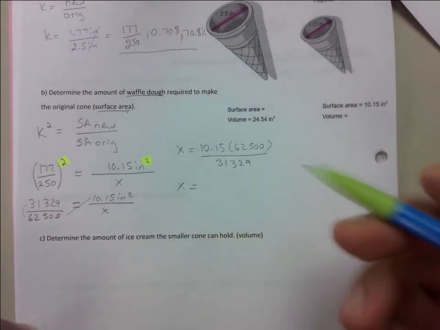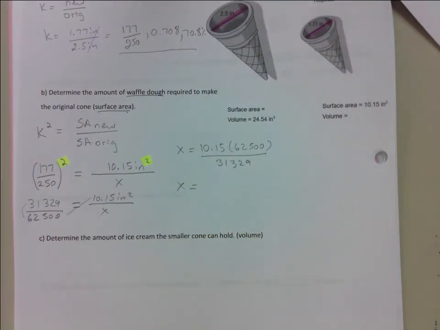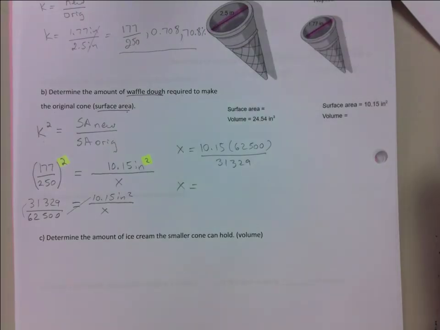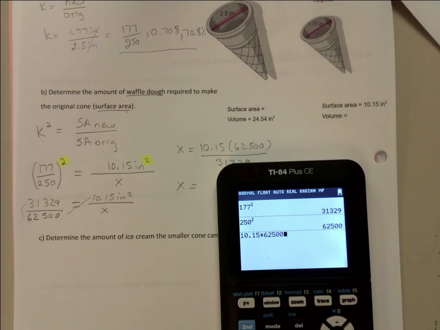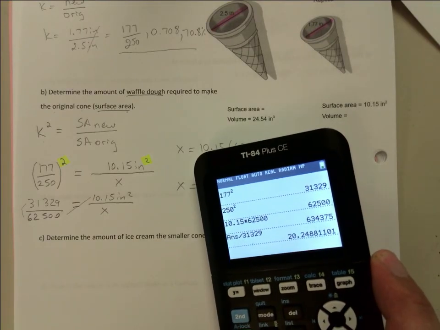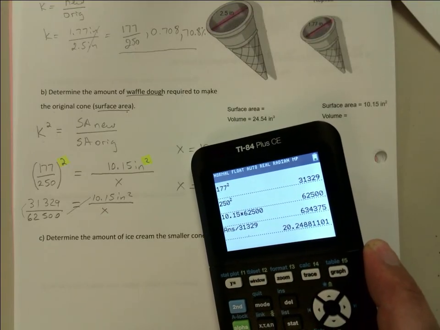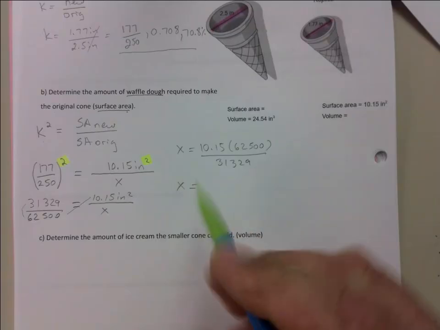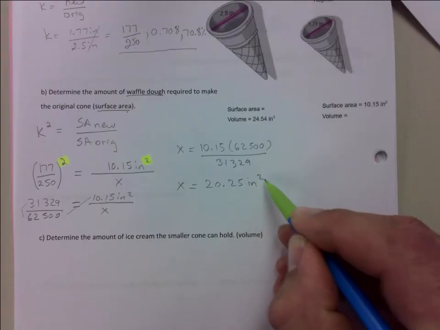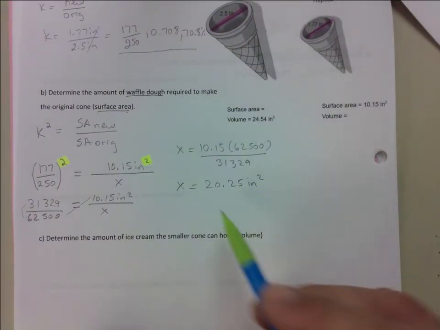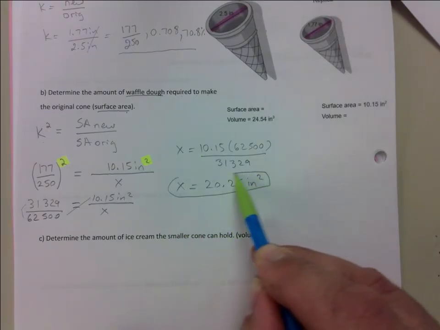So whatever you get, if it's a decimal, doesn't matter. Just plug it in and go. Okay? So I'm going to go 10.15 times, I have the 62,500 on my screen, so I'm just going to copy paste. I'm going to divide it by 31,329, and there it is, 20.25. Okay, it rounds to 20.25 squared inches, right? I'm just going to say that's good enough. So that's my final answer.